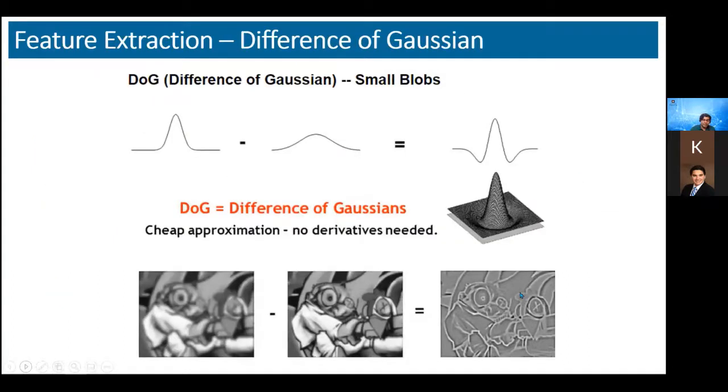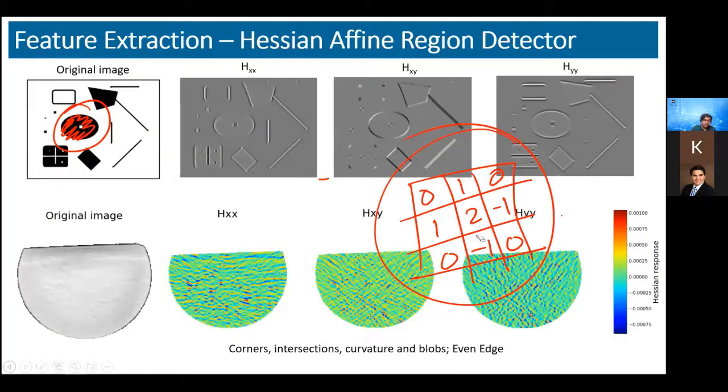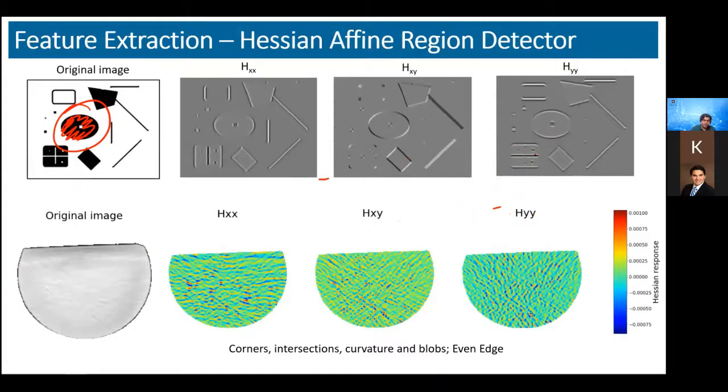And when you take that difference, it becomes a blob detector. So you saw edge detector, you saw region detector, and now what you're seeing is blob detector. Now, one good thing about Hessian, which I forgot, is if you want to detect corners, if you want to detect intersections, if you want to detect curvature, Hessian is a very good filter. Not the best for blobs.